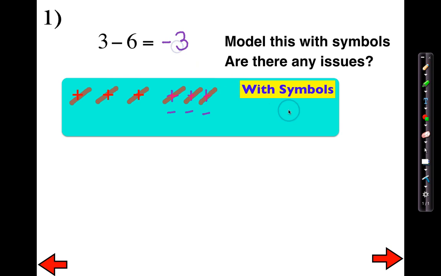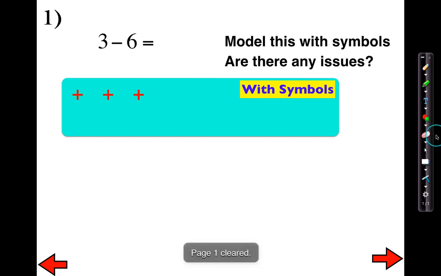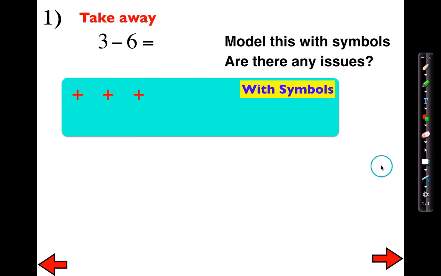So the key thing to remember for subtraction is sometimes they're going to ask you to take away a certain amount and you might not have enough. So what do you have to do? You have to add some 0 pairs. Okay? So moving on.